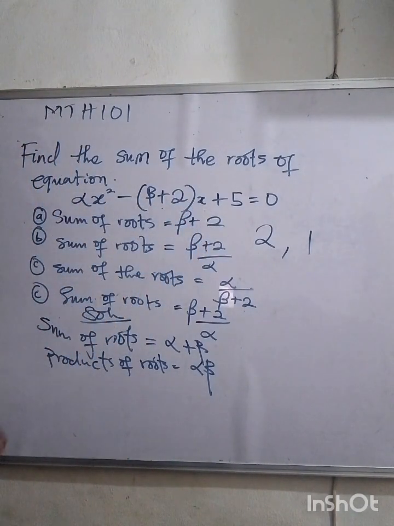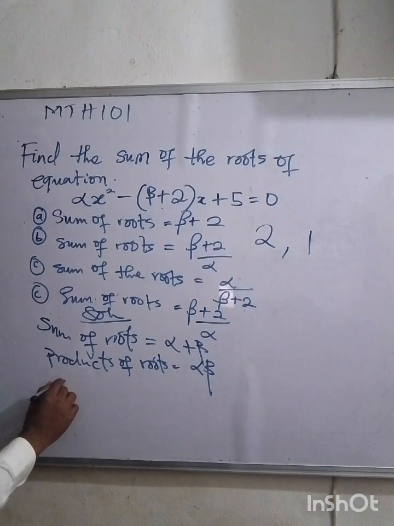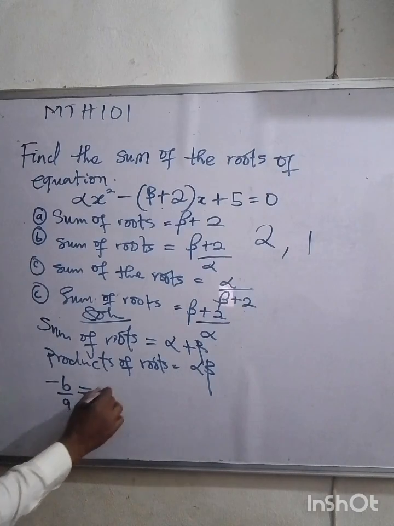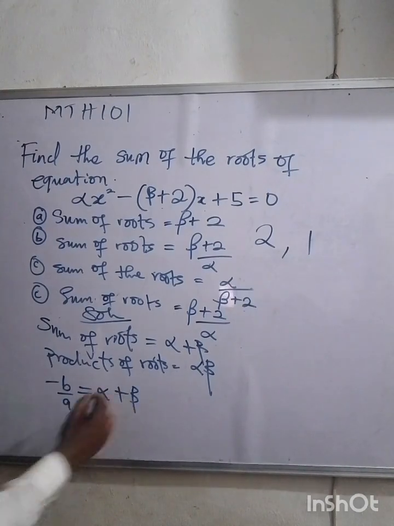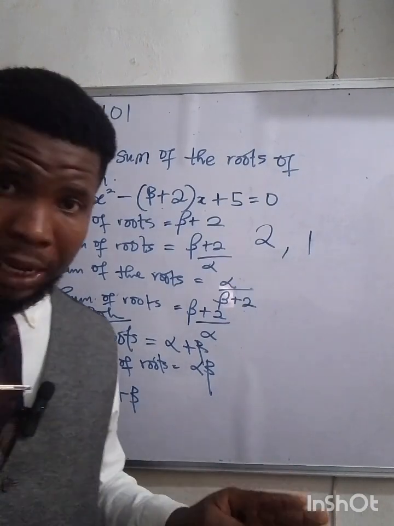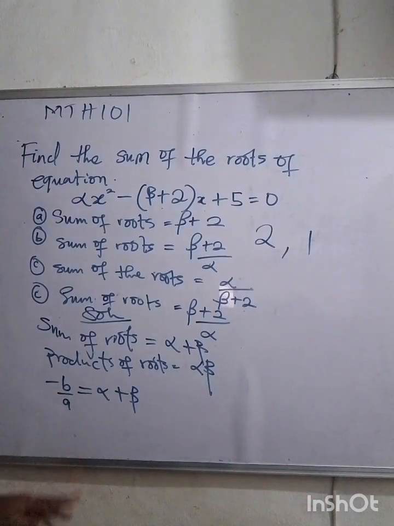Now, let me give you the formula to find sum of roots. To find sum of roots, we say minus b over a. That is the sum of roots. Minus what? Minus b over a. That's the formula, okay? Now, what is b and what is a?